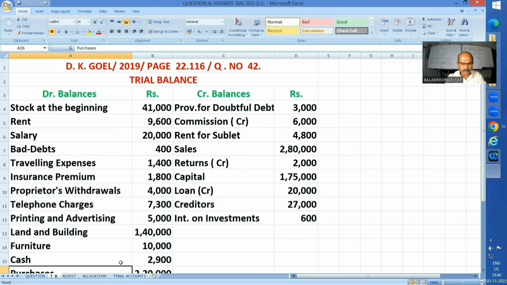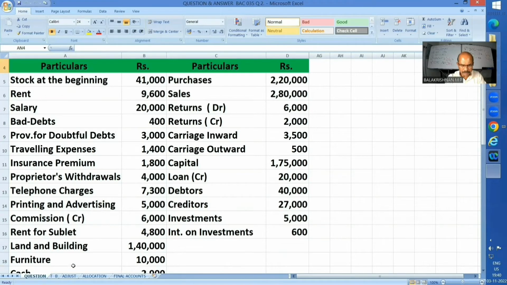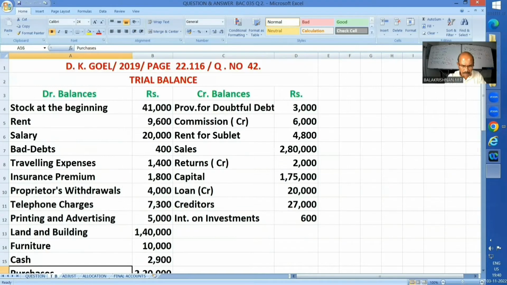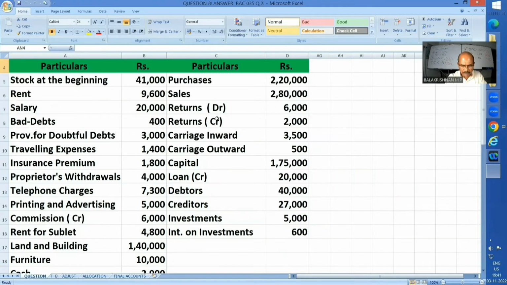This is the trial balance. And what is the thumb rule in preparing a trial balance? All assets and expenses on the debit side and all liabilities and incomes on the credit side. As far as these returns are concerned, they have given the returns debit and returns credit. We know returns will come on the opposite side. Purchase return will come opposite of purchase and sales return will come opposite of sales. Anyway, they have given us debit and credit, so just reflect them on the debit and credit side respectively. That's all.